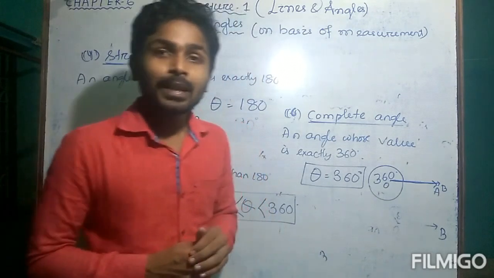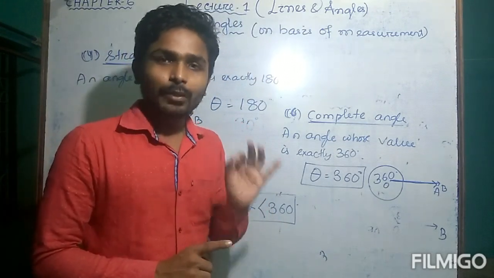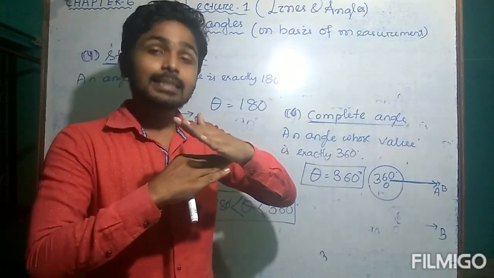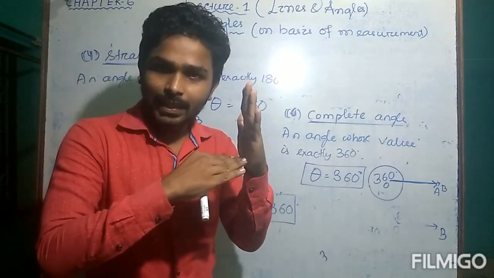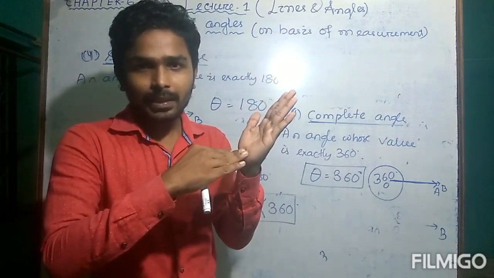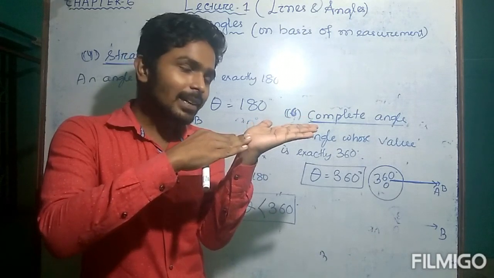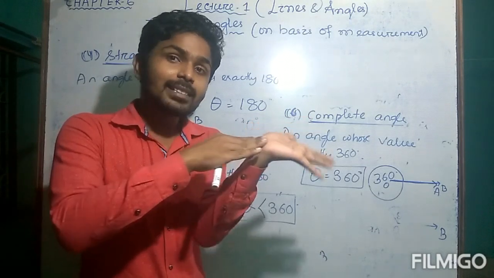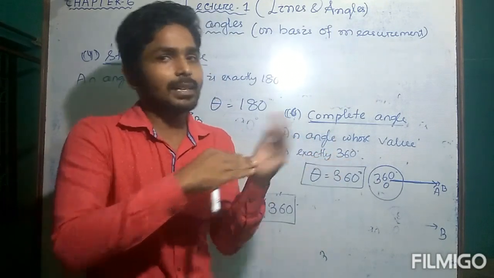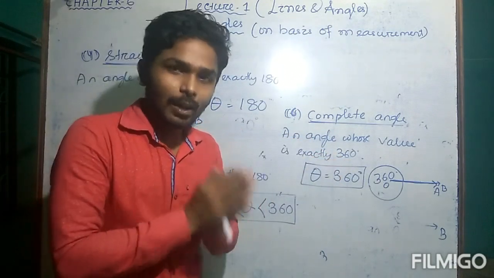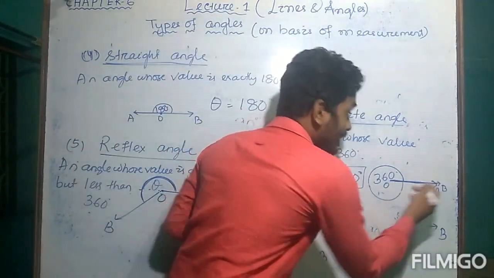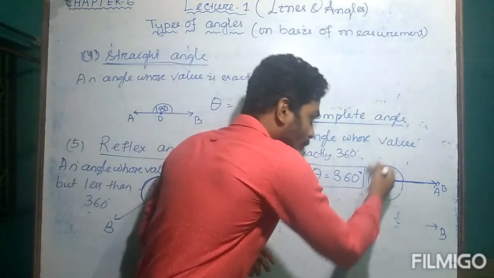What are they? First is acute angle, where theta is greater than 0 degrees, less than 90 degrees. Second is right angle, theta is 90 degrees. Third is obtuse angle, where theta is greater than 90, less than 180 degrees. Fourth is straight angle, where theta is 180 degrees. Fifth is reflex angle, where theta is greater than 180 degrees but less than 360 degrees. And the last is a complete angle, that is like this, where two rays coincide over each other and they form an angle of 360 degrees.